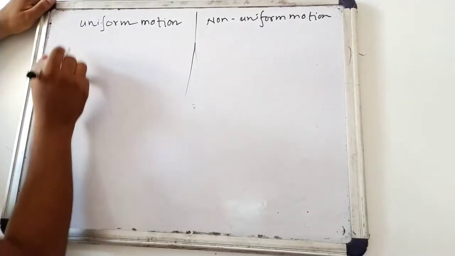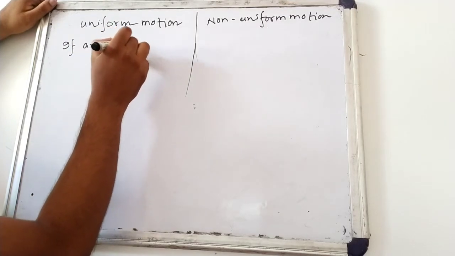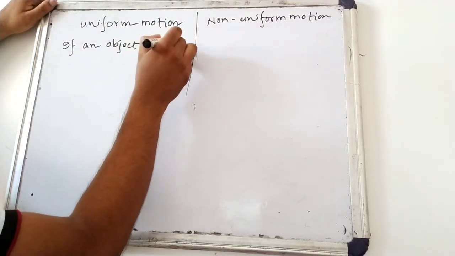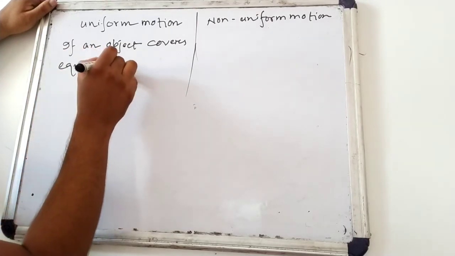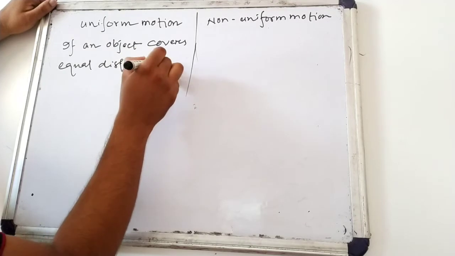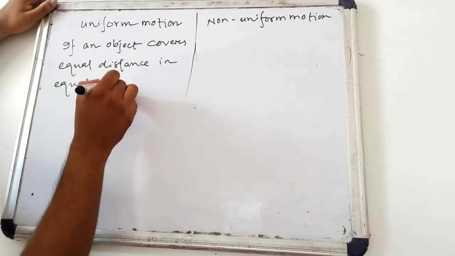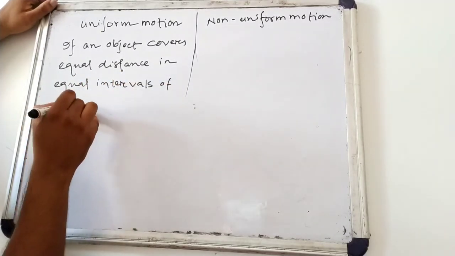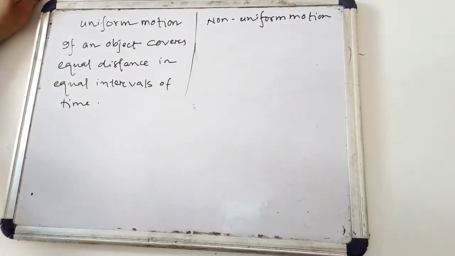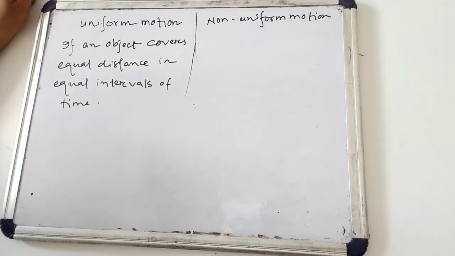So uniform motion is if an object covers equal distance in equal intervals of time. If the object covers equal distance in equal intervals of time, then that type of motion is called uniform motion.